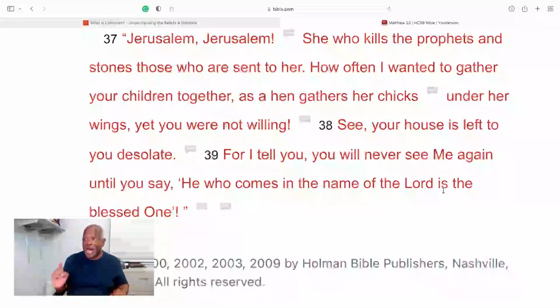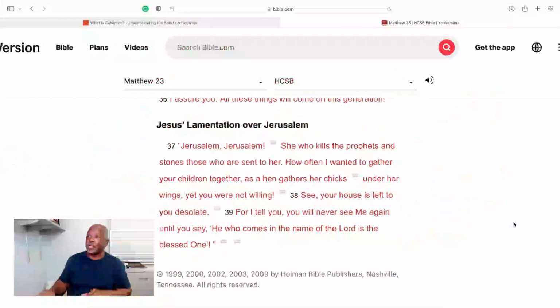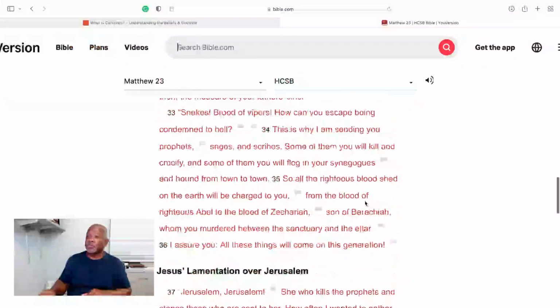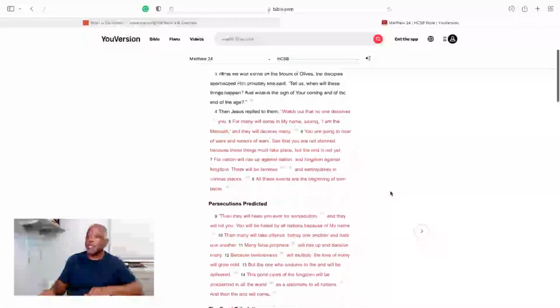See, "your house is left to you desolate." What house is he referring to? Is he only talking about the houses of the scribes and Pharisees, or is he referring to the nation? Well, I'm going to flip over there and see if I can find it right quick.